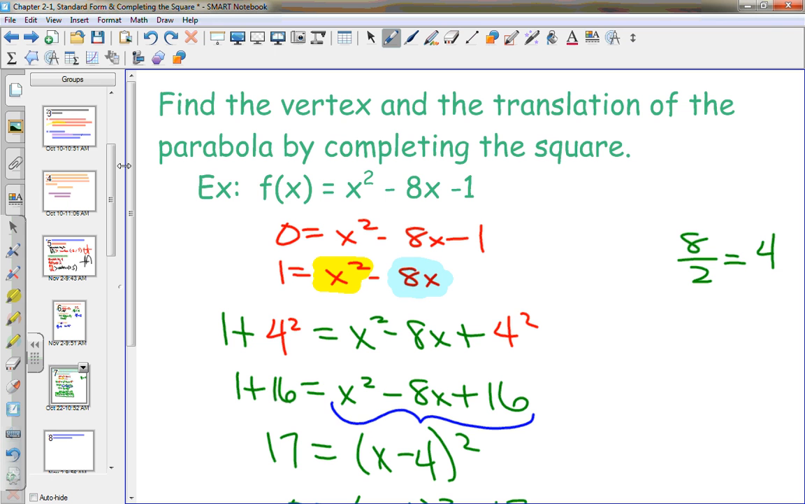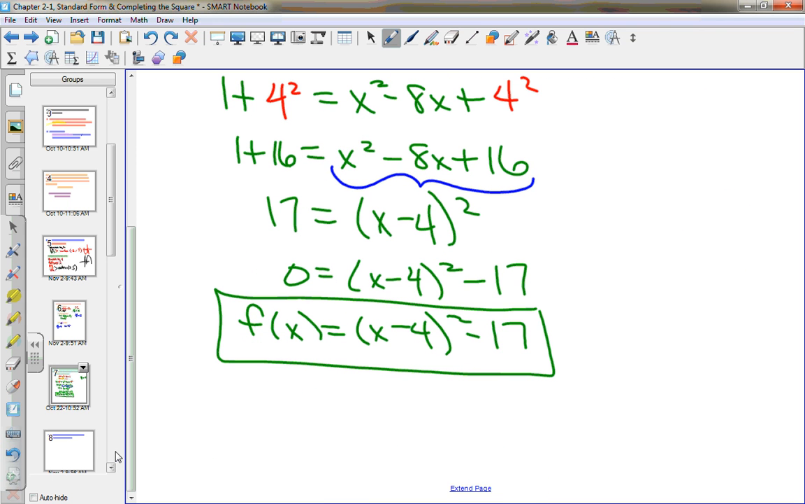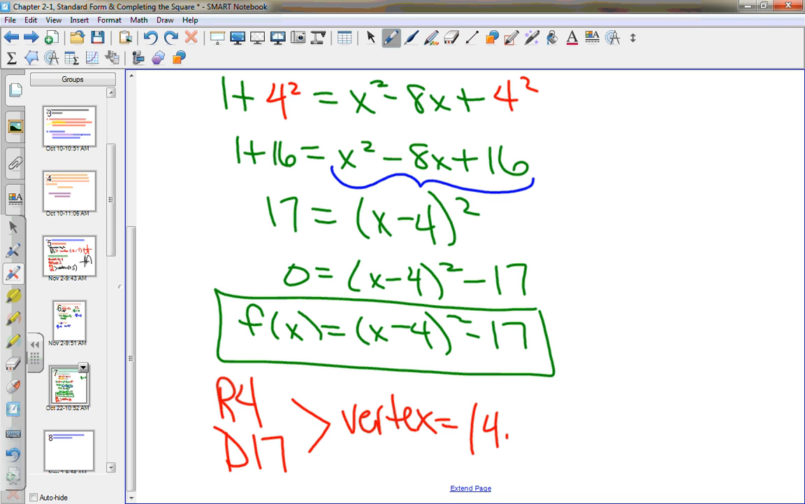Now, how do I find the vertex? Well, the vertex is h and k. So you tell me, what does this minus 4 do to the equation? It moves it to the right 4 units, and what does the minus 17 do? Moves it down 17 units, so what's my vertex going to be? Well, right means it's positive, and down means it's going to be negative. Do we understand the vertex? Yes or no?